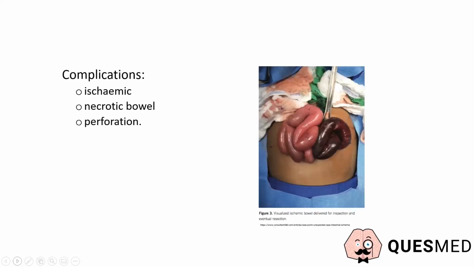So this is just a picture taken from theatre. And on the right here, you can see the ischemic bowel, and it's all dark and mottled. So like we said earlier, if small bowel obstruction is left untreated, you can get ischemia of the bowel, which can then progress to necrosis of the bowel, which may even perforate.